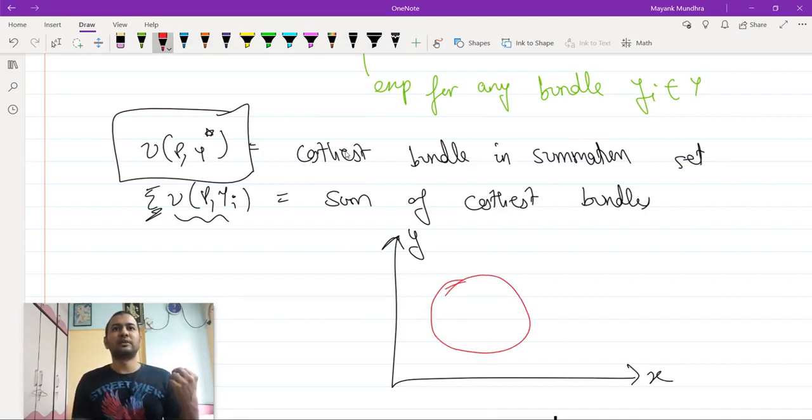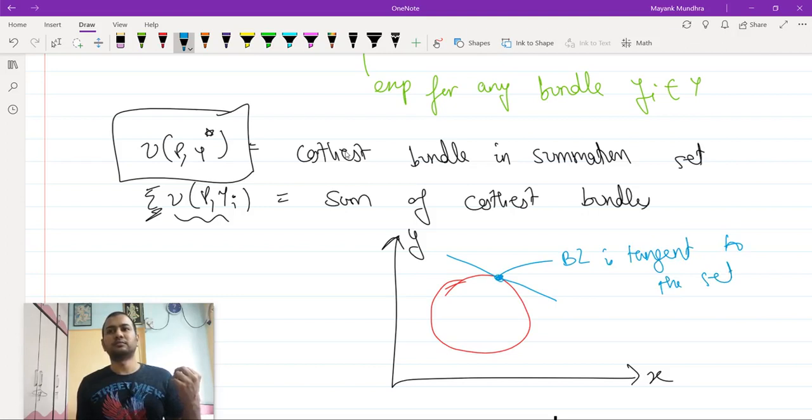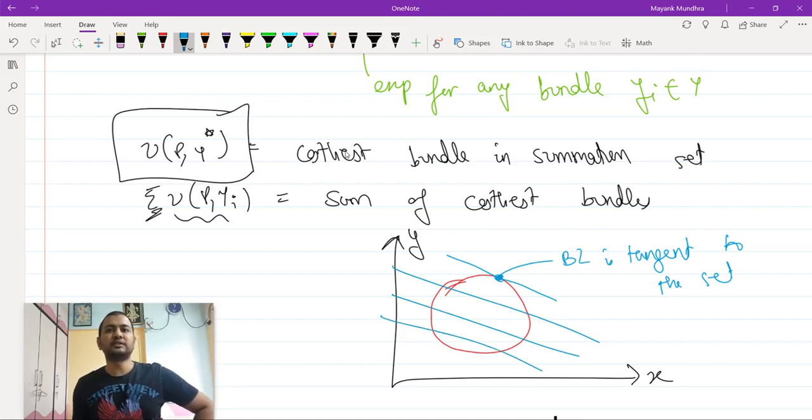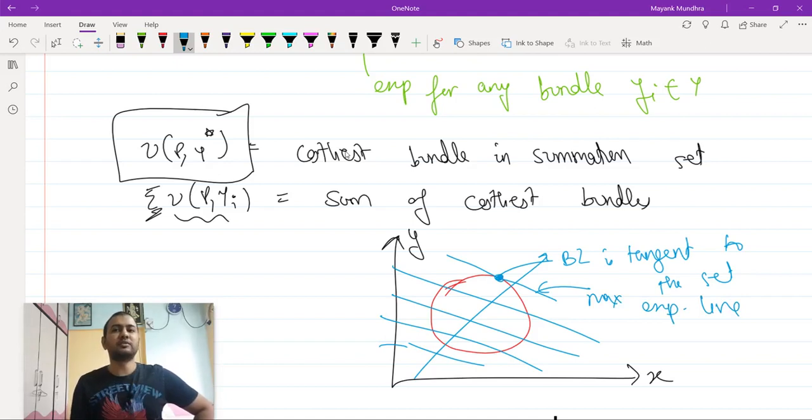Okay, so for any price vector p, the costliest bundle is going to be the one where your budget line is tangent to the set. This is going to be the costliest bundle. So these are the different expenditure lines. The expenditure increases outward, so this is the maximum expenditure line. So this is the costliest bundle for any individual when this Yi is his consumption set.